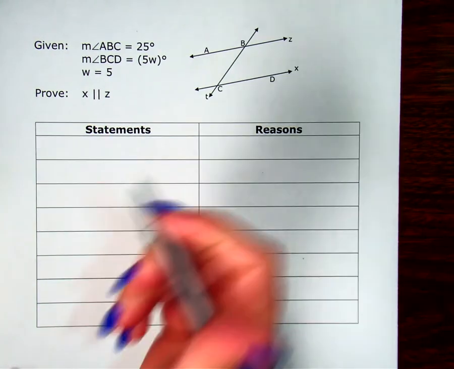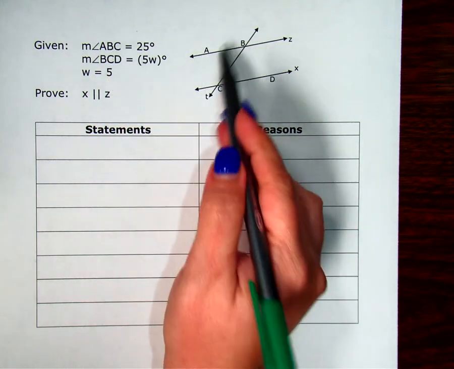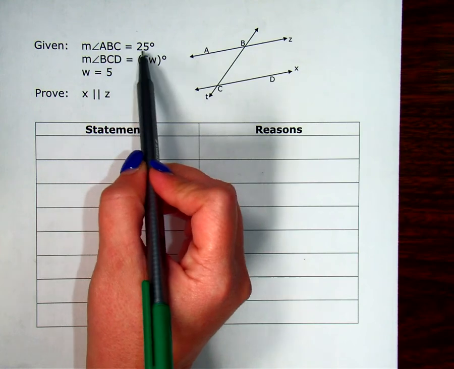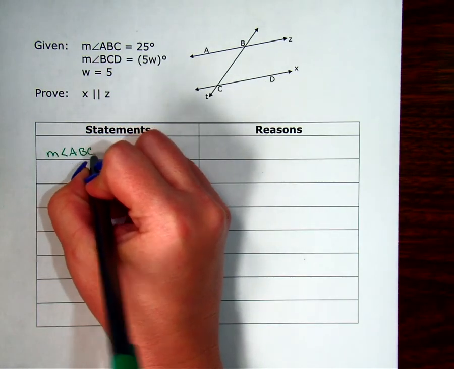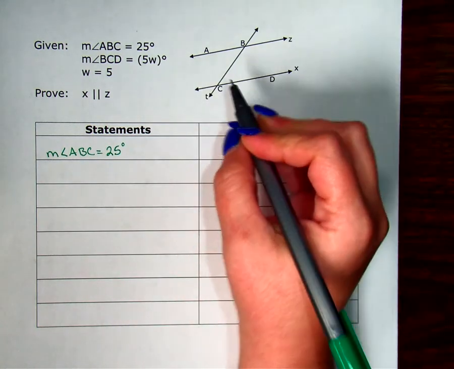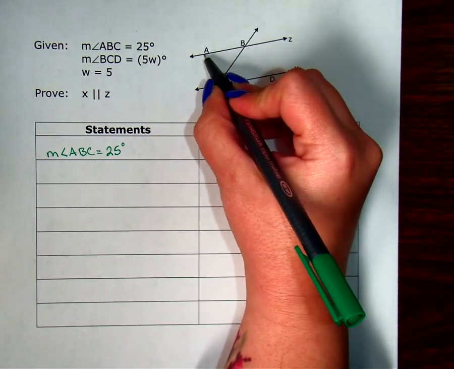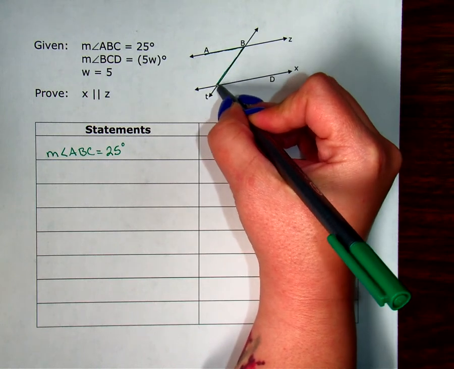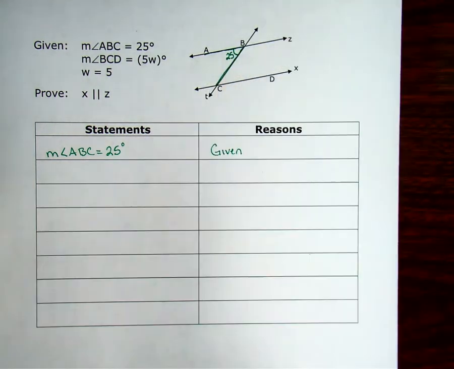Okay, so for my statements, I'm going to start with my givens, and I'm going to label my picture as I go. The measure of angle ABC equals 25 degrees. That is given to me, and I'm going to look and see where it is. A, B, C. So that's this angle right here is 25 degrees.